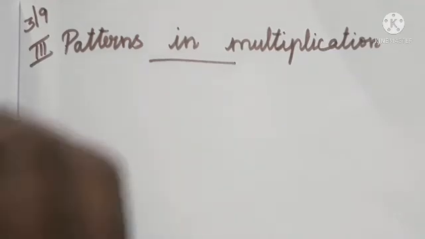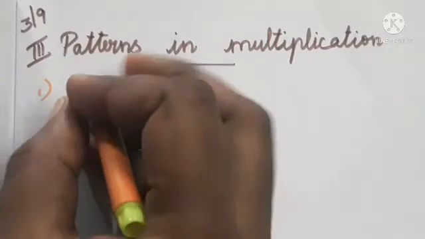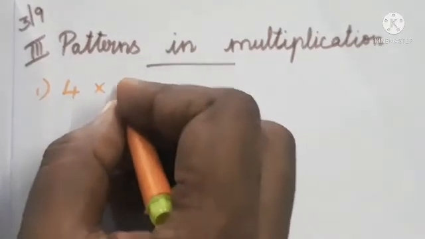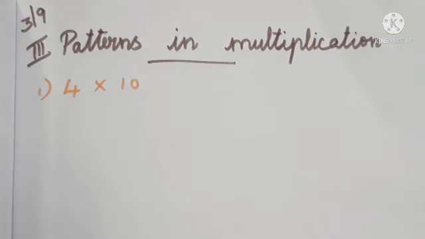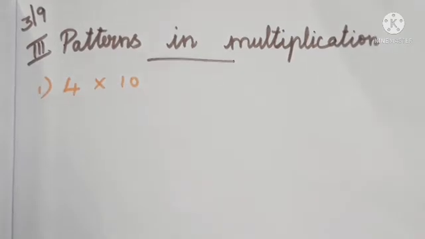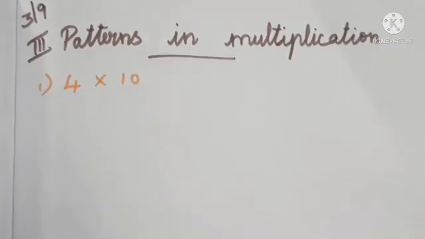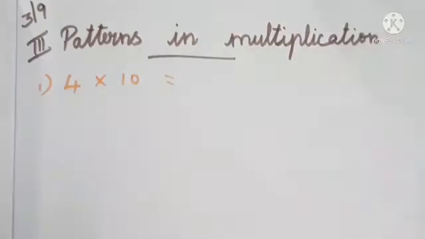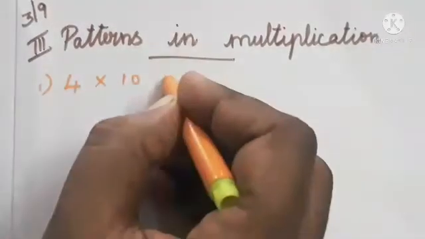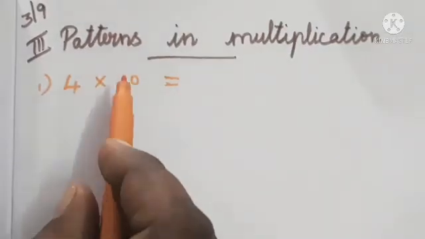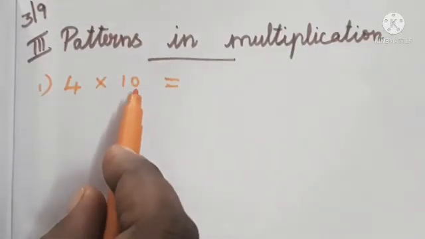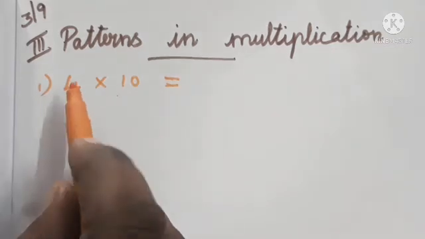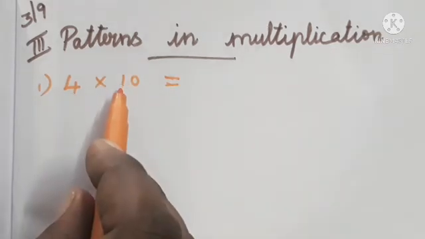So listen, we can take a first example: if you want to multiply 4 into 10. 4 into 10. So how will you multiply? You have to multiply the 10 with the 4, otherwise 4 into 10, isn't it? So what's the simple way? Just multiply the 4 with the 1, because in 10 we have 0 in the 1's place and 1 in the 10's place. So we can multiply the 4 with the 10's place value, that means with the 1.